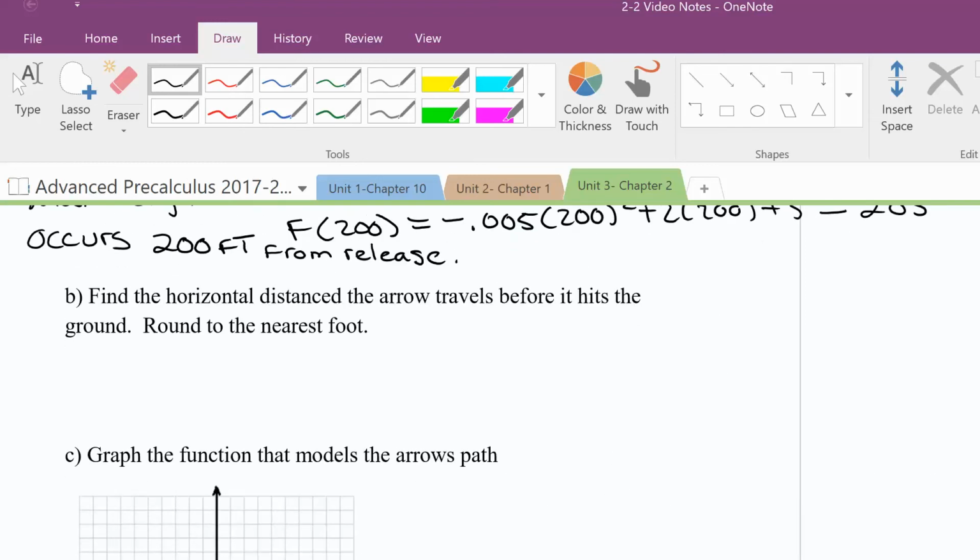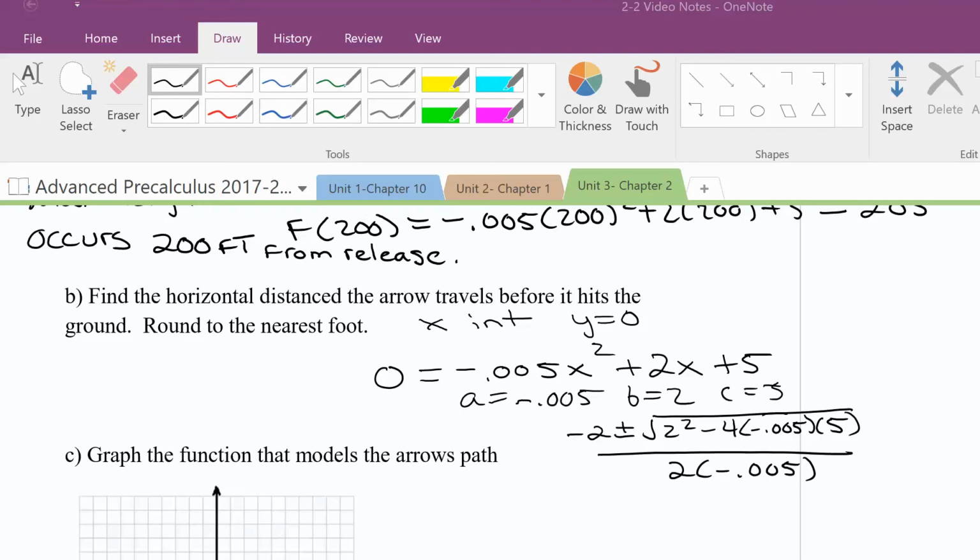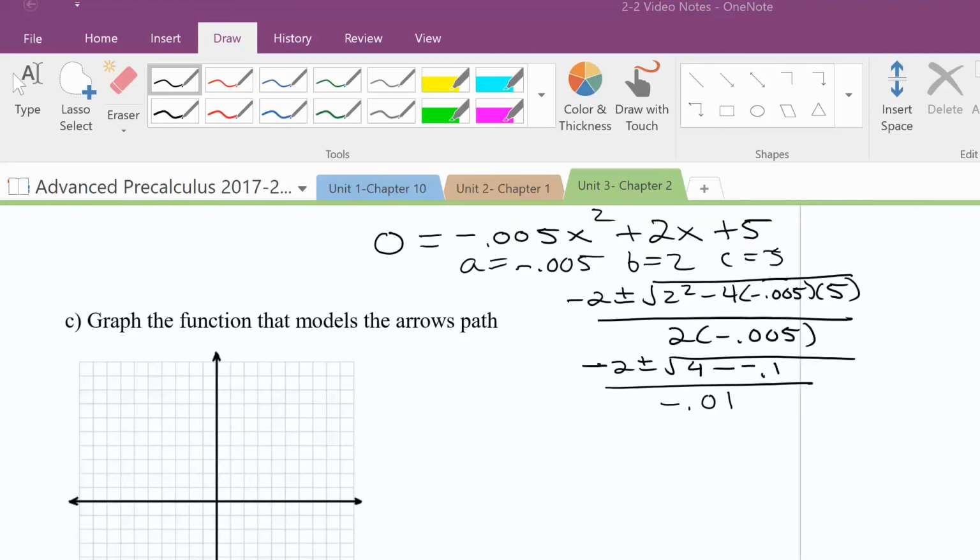Now, the horizontal distance the arrow travels before it hits the ground, that is the x-intercept. That means when the height is 0. So you set that equal to 0, and you would solve it. So you would put this in the quadratic formula, and I wrote it out already for you there. So when you simplify, you get this here, and then you add.